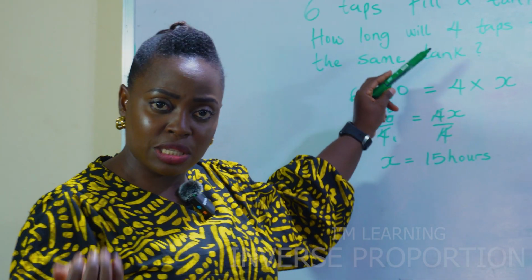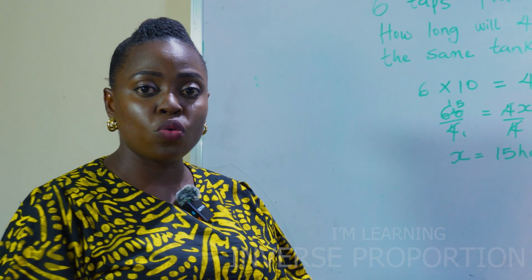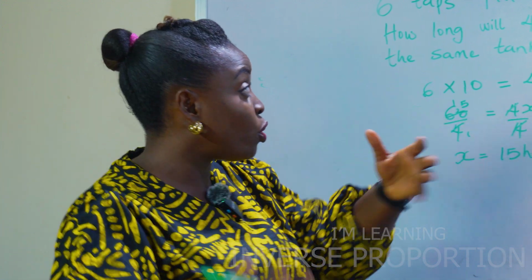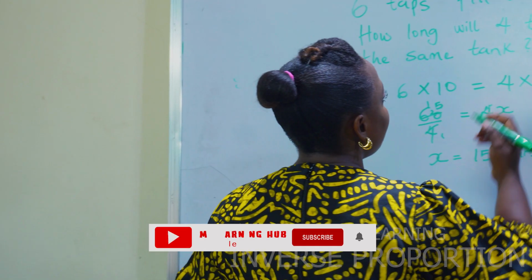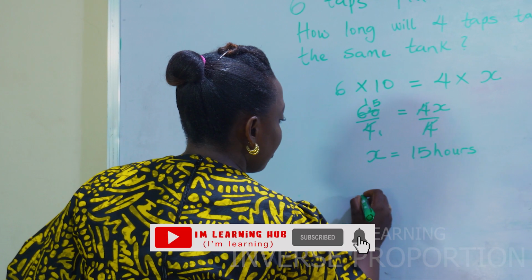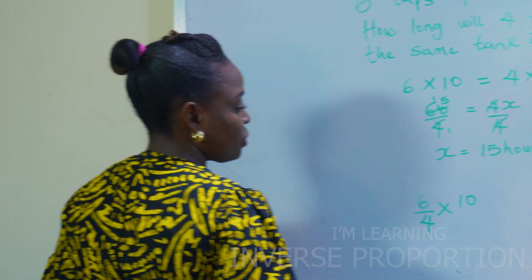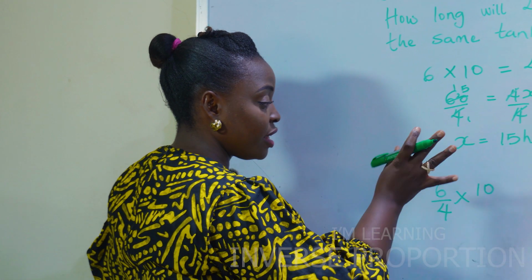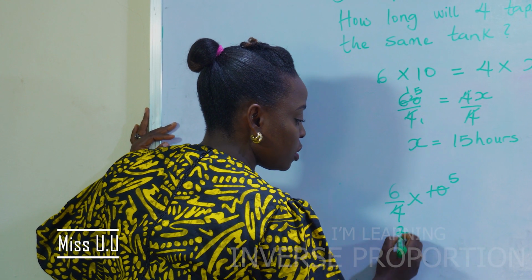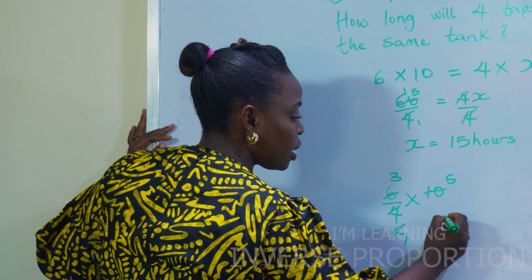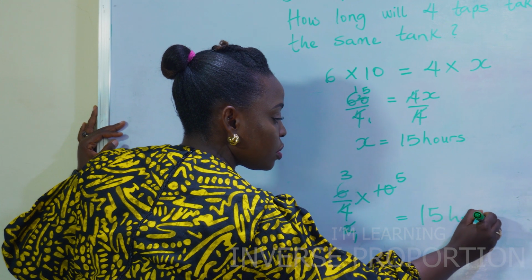Therefore, 4 taps, which is less, would take obviously more time to fill the tank. So we're looking for a value that is more than 10 hours. So if more, less divides. So less is going to divide more. So we're going to have 6 over 4 times 10. Now remember, simplify, then multiply. 2 will go in 4, 2 times, 2 will go here 5 times. 2 will go here 1 time, 2 will go here 3 times. 3 times 5 is 15 hours.